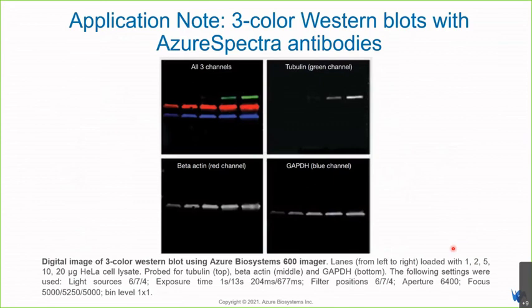All right, this is an image I took from the application note, which you can download from the Azure Systems website. This is a 3-color Western blot with Azure Spectra antibodies. The digital images of this 3-color Western were taken using the 600 imager. On the left, we have 1, 2, 5, 10, 20 micrograms of HeLa cell lysate. And this is a merged image of the 3 channels where green is tubulin, red is beta actin, and GAPDH is in the blue channel.